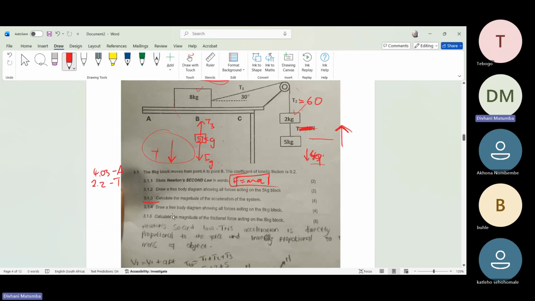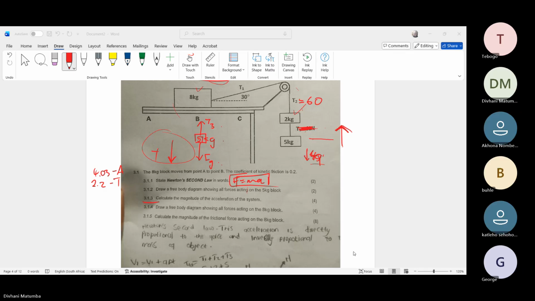Okay. So let us draw the free body diagram showing all forces acting on the 8 kg block. We are doing 3.1.4. Draw the free body diagram showing all forces acting on the 8 kg block.